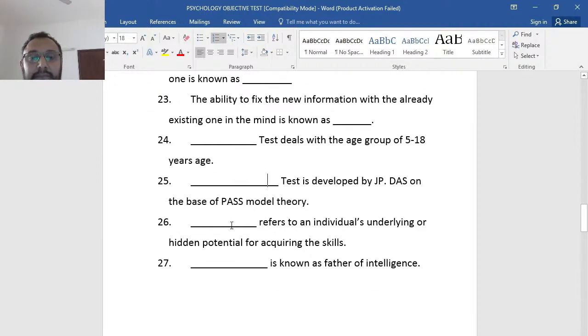Now, dash refers to an individual's underlying or hidden potential for acquiring a skill. It is the aptitude. Aptitude is what actually? It is the by-birth potential, by-birth capacity. Aptitude means the by-birth potential of an individual. If an individual has aptitude in one area, definitely if you provide the training, he will succeed.